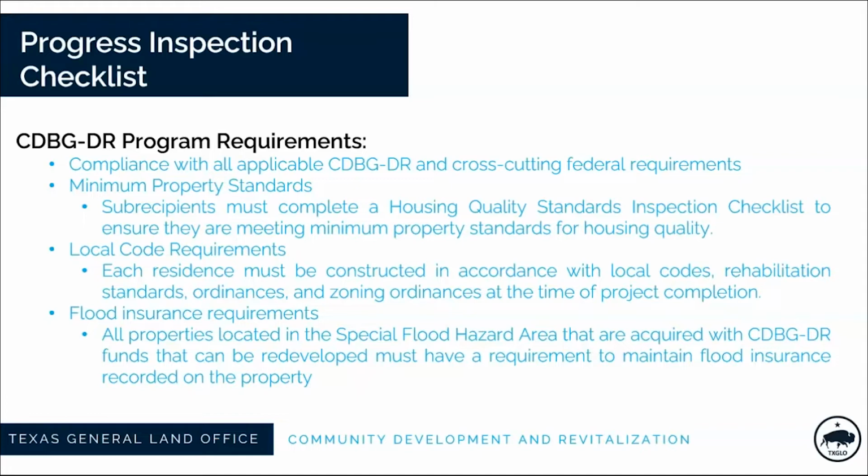Subrecipients must complete a Housing Quality Standards inspection checklist to ensure they are meeting minimum property standards for housing quality. See the instructional video on the HQS inspection checklist, located on the Buyout and Acquisition Program page for more information. Local code requirements. Each residence must be constructed in accordance with local codes, rehabilitation standards, ordinances, and zoning ordinances at the time of project completion.